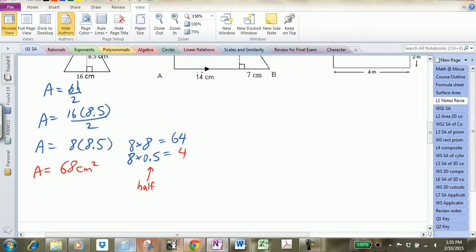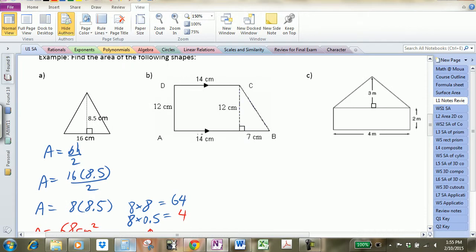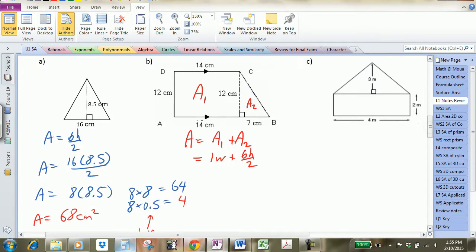Okay, next one. So this one here, because we have all the measurements, we could do that complete area and do the cutout again, but you know what, this one's so nice and easy the other way. I'm just going to do it this way, okay? So the area total is area 1 plus area 2. I'm using a little subscript to show you the different parts and pieces. So we're going to get length times width plus base times height divided by 2. A rectangle plus a triangle.